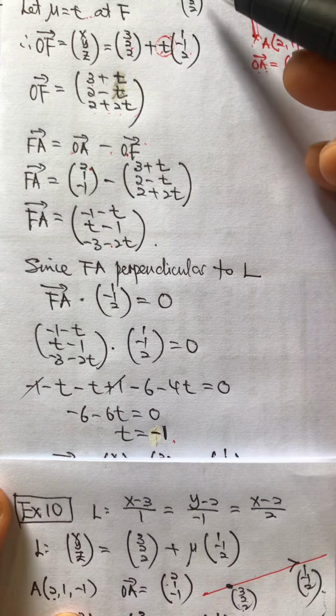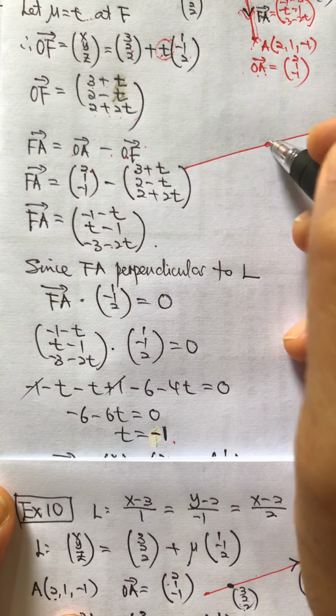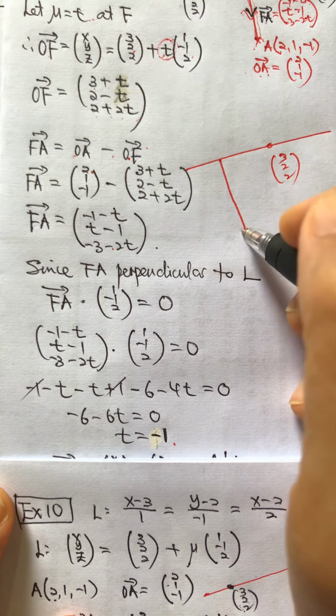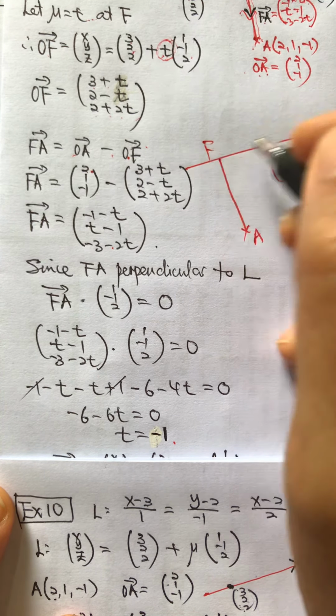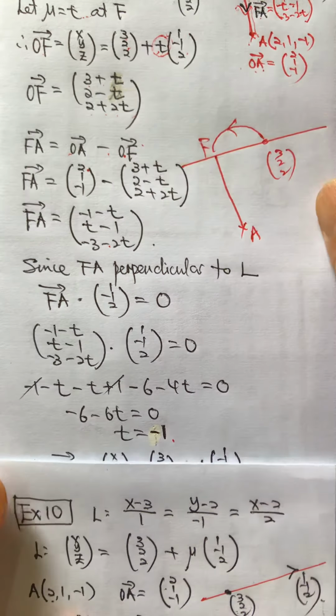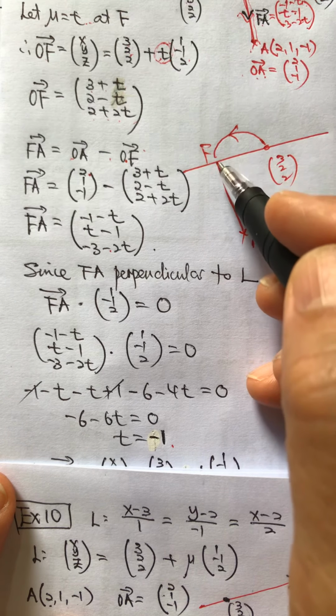That means from this point, I want to get into F. Actually, the point 3, 2, 2 is here. Then this point is here. That means A is here. That means the F is here. That means I have to walk this step, I have to walk this direction, because I get negative 1. That means F is here.